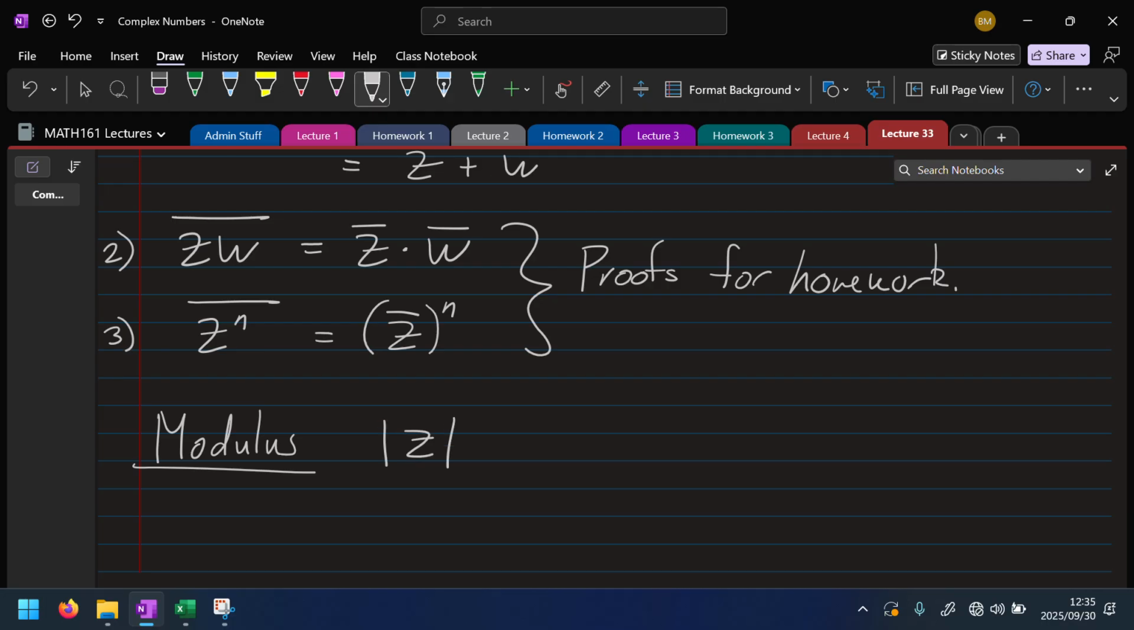So we write it in absolute value notation. Two vertical lines, just like you do for absolute value. But inside is not a real number, it's a complex number. And this is defined as the root of x squared plus y squared. So we take x, which is the real part, we square it. We take y, which is the imaginary part, we square that. Take the root, and that is the modulus of the complex number.